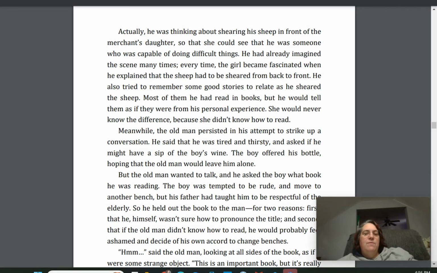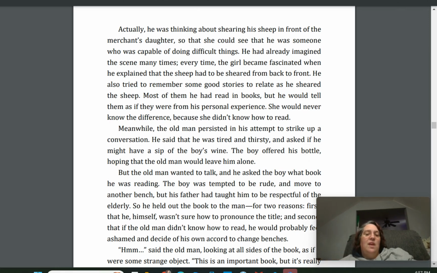Every time, the girl became fascinated when he explained that the sheep had to be sheared from back to front. He also tried to remember some good stories to relate as he sheared the sheep. Most of them he had read in books, but he would tell them as if they were from his personal experience. She was never going to know the difference because she didn't know how to read.